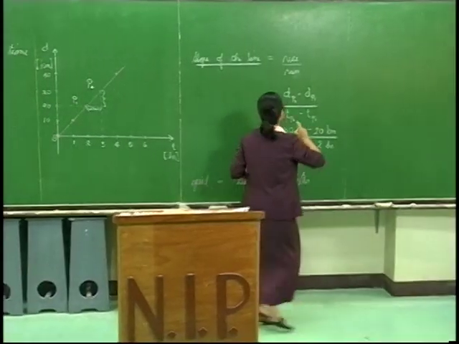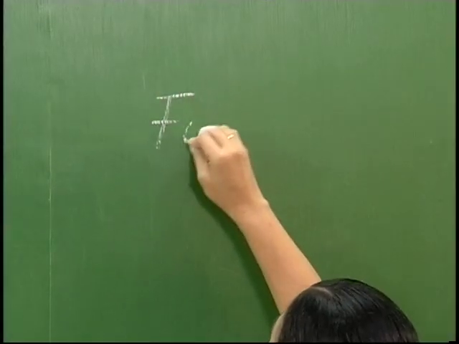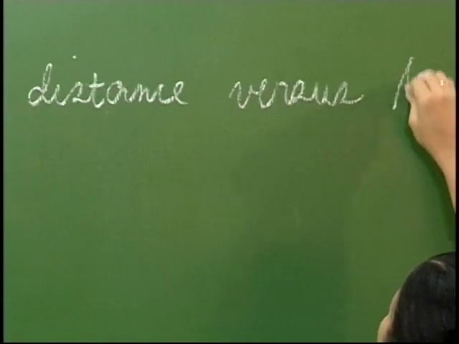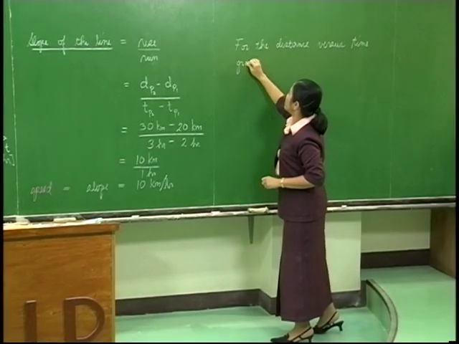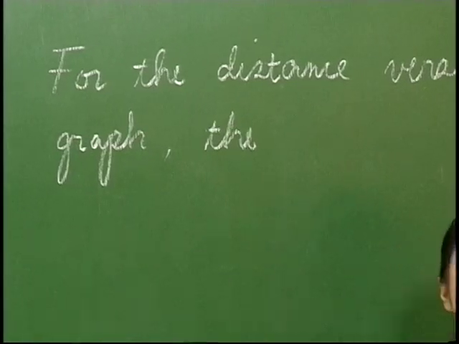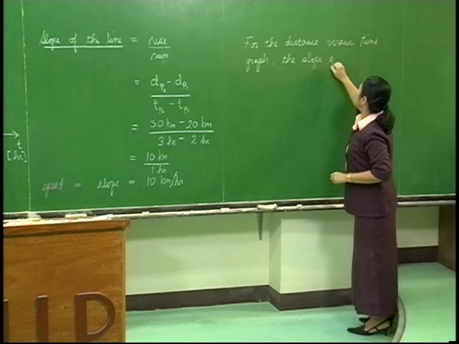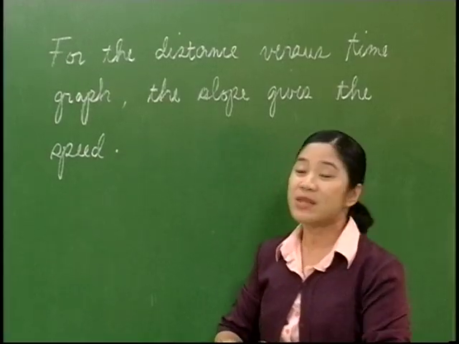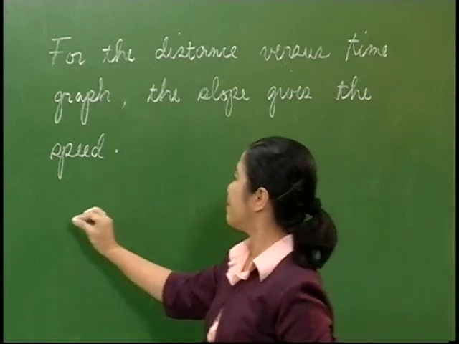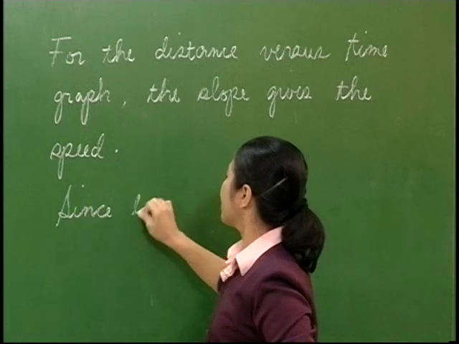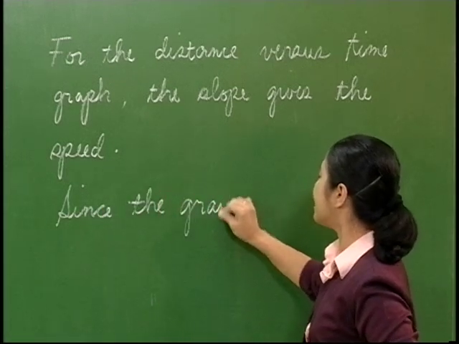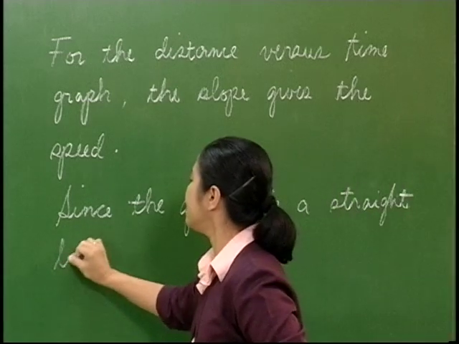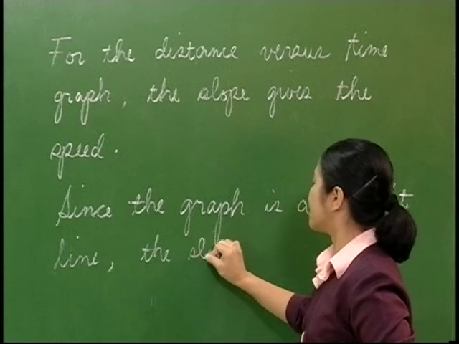And therefore, you see now that for the distance versus time graph, the slope is just the speed. The slope gives the speed. Now this is the simplest case. As you see, it is just a straight line. Since the graph is a straight line, then the slope, as you will see, is a constant. Straight line, the slope is constant.